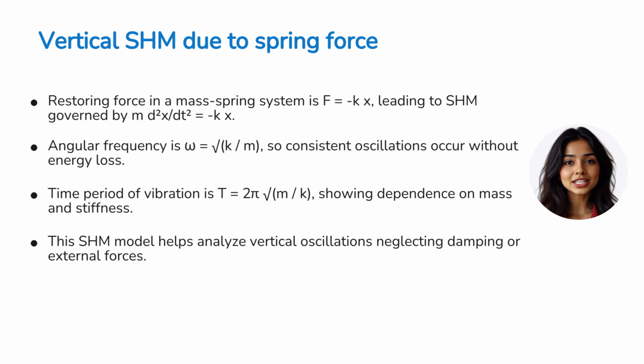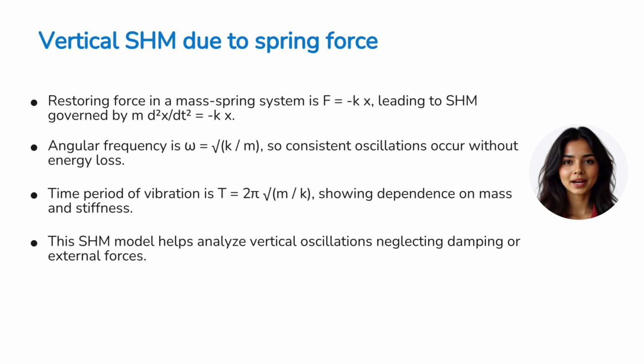This force leads us to the equation governing motion. Mass times the second derivative of displacement with respect to time equals negative k times x. In simpler words, mass times acceleration equals the restoring force, Newton's second law applied to oscillations. From here, we find the angular frequency omega equals the square root of k over m, measured in radians per second. This frequency dictates how fast the mass oscillates back and forth. The time period T, the time it takes for one complete oscillation, is 2 pi times the square root of m over k, measured in seconds.